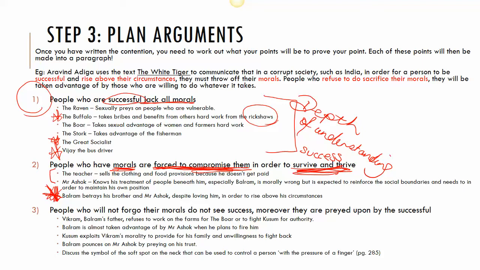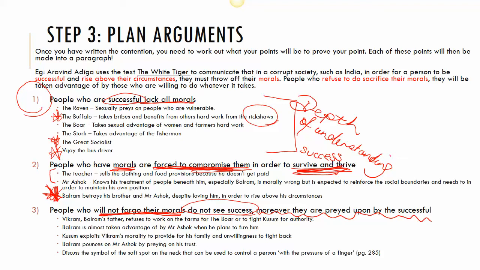Last but not least, my final paragraph is going to be about people who do not forgo their morals, okay? People who try to be moral and successful, and then how they don't see success. And then I'm going to go further than that. I'm going to say, moreover, they're preyed on by the successful, that the successful people in this text actually see people who are moral and take advantage of them. People like Kusum, people like Vijay, and even people like Mr. Ashok, they take advantage of these people. So these are the things that I would talk about.